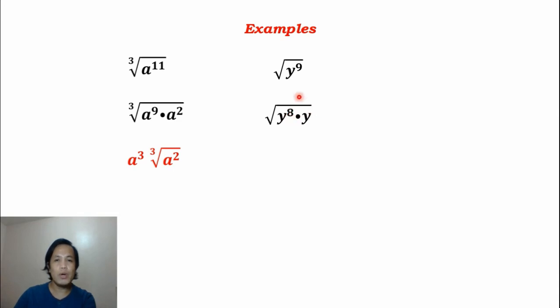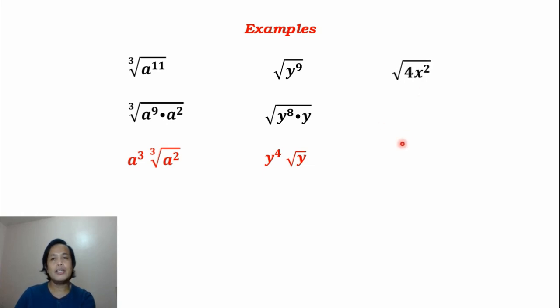y raised to 8 times y will give us y raised to 9, and 8 here is divisible by the index 2. So therefore, when we extract the square root of y raised to 8 will give us y raised to 4, because we divide 8 by the index here, which is 2. So 8 divided by 2 is 4. And what shall remain in the radical shall be the square root of y. So the simplified form for the square root of y raised to 9 is y raised to 4 times the square root of y. So this is now our final answer.